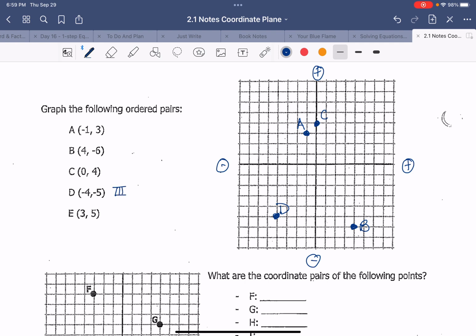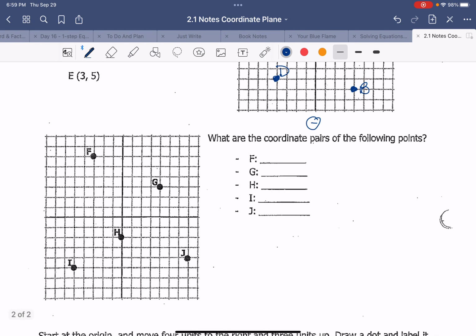2, 3, like that. And then our last ordered pair is 3, comma 5. I already know this is going to be in quadrant 1. Okay, so let's look at this. I'm going to start here, and I'm going to go 1, 2, 3, and if I go up 5, 1, 2, 3, 4, 5, this is where point E is located. Just like that, okay? So you should have these points and ordered pairs graphed like this, okay?